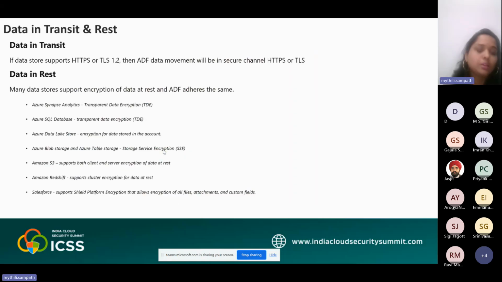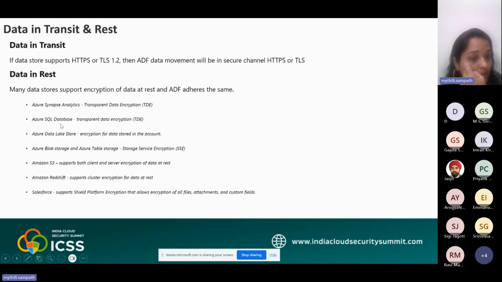It decrypts it automatically. It understands the encryption that is available for that specific Azure data service, or it can be Amazon, Salesforce, or whatever the data source. So it understands that and transfers the data as it is to the target. So for data at rest, no need to worry. For data sources, we are automatically adhering to that.